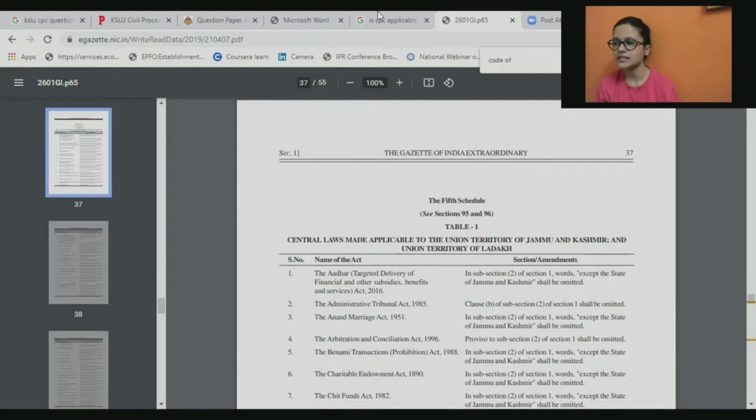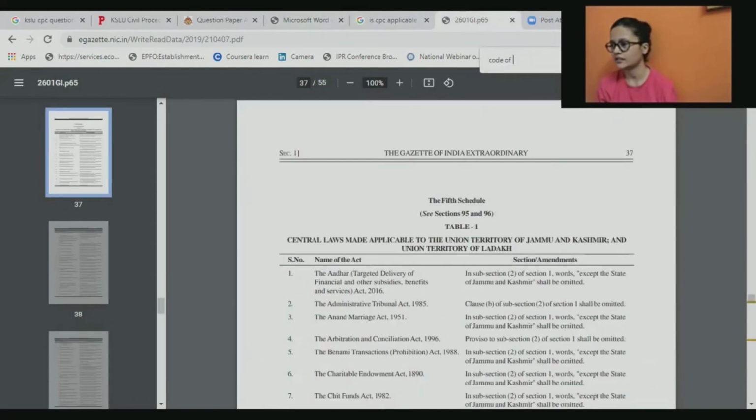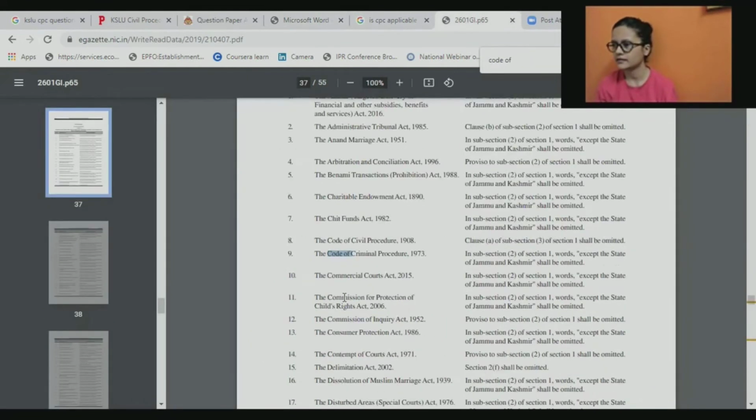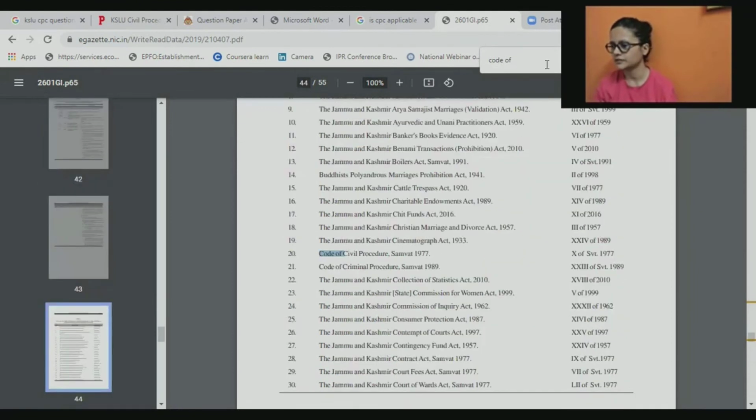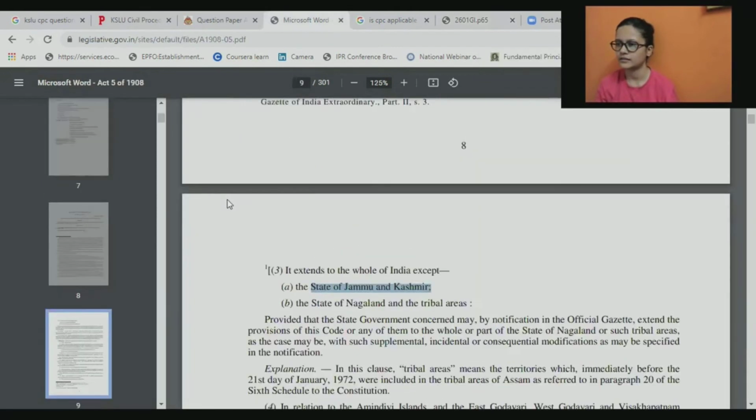And this part which I told you, right, still mentions Jammu and Kashmir. We should omit this part because it is written here. Okay, if you see. Right. See, the Code of Civil Procedure, it will be mentioned. Yeah, Code of Civil Procedure, Clause A, subsection 3 of Section 1. So what is it?